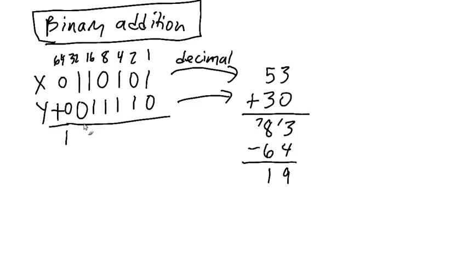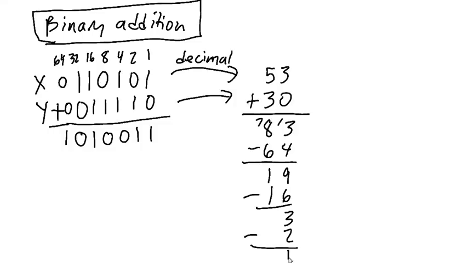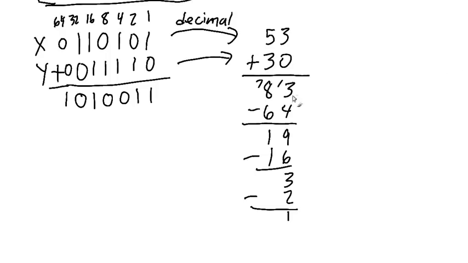32 doesn't go into 19, but 16 does go into 19, so yes, I'm going to subtract away 16. Now I have 3 left over. 8 doesn't go into 3, nor does 4, but 2 and 1 together do. We subtract away 2, and we end up with 1, and then 1 goes into 1. Voila, we end up with this number here. So this is basically the conversion from 83 back into binary.